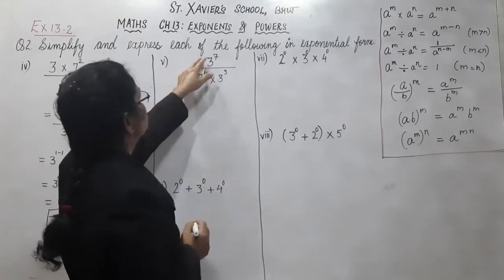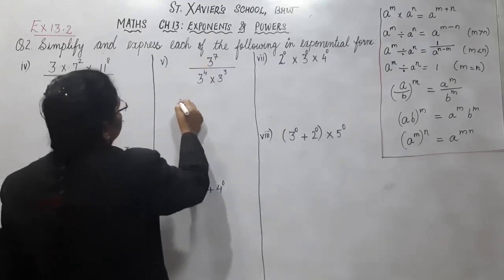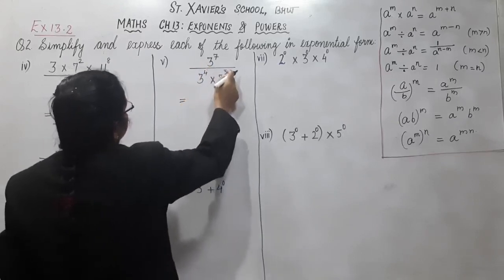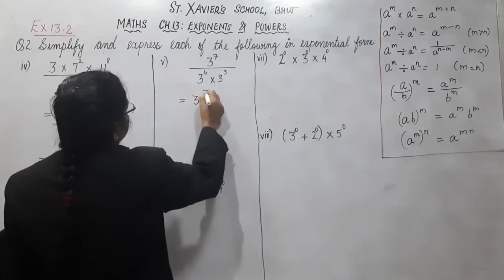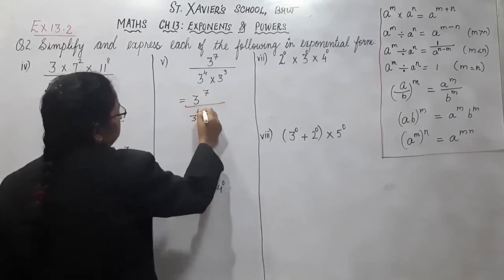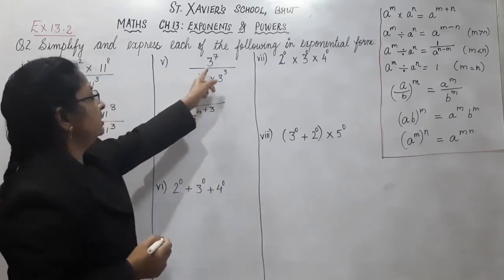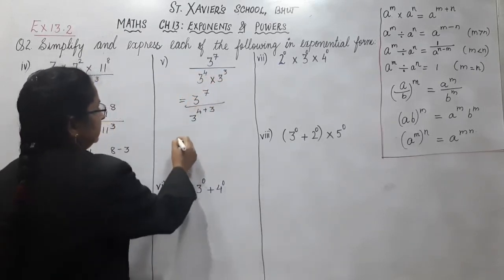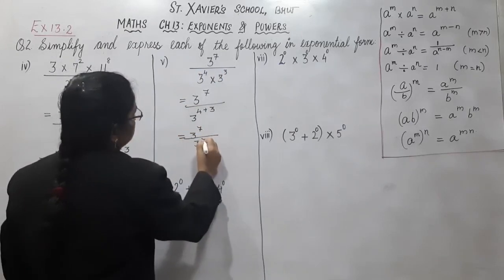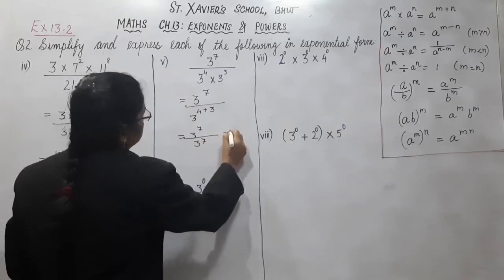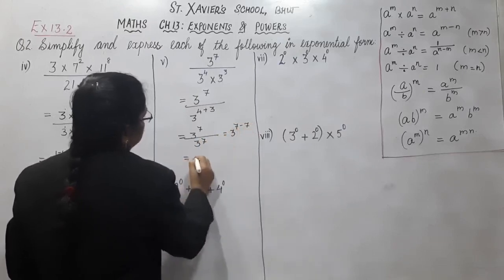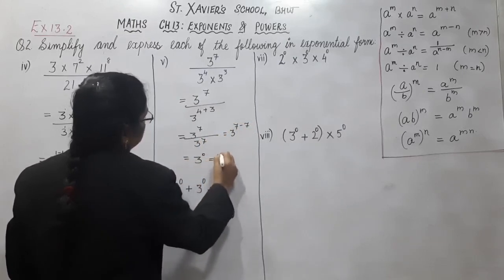Next question. 3 raised to 7 upon 3 raised to 4 into 3 raised to 3. All the base is same. 3 raised to 7, then 3 raised to 4 plus 3. Denominator's power we will add. Then what we get is 3 raised to 7 upon 3 raised to 7. What we get is 3 raised to 7 minus 7. That is equal to 3 raised to 0. That is equal to 1.